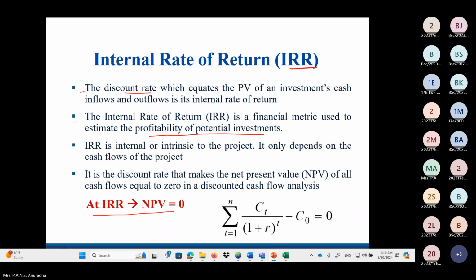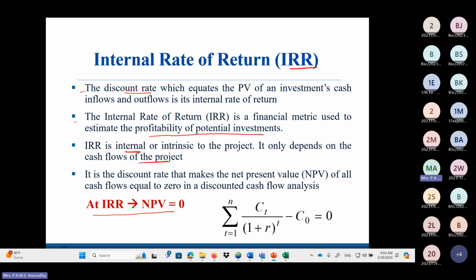And IRR is internal or intrinsic to the project. අපි project එක තුලින් internally generated return එක තමයි identify කරගන්න. So that IRR is internal. It is intrinsic to the project. It only depends on the cash flows of the project.